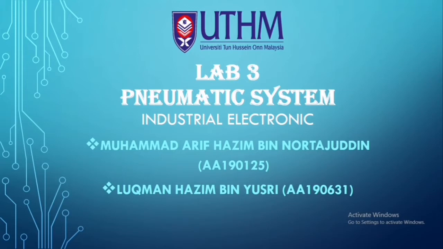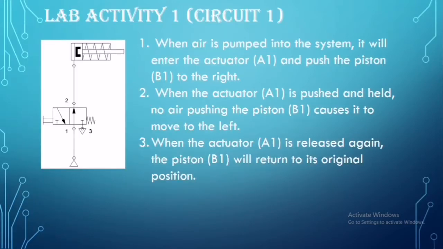Okay, first let's discuss about the circuit 1. When air is pumped into the system, it will enter the actuator A1 and push the piston B1 to the right. When the actuator A1 is pushed and held, no air pushes the piston B1, causing it to move to the left. When the actuator A1 is released again, the piston B1 will return to its original position.